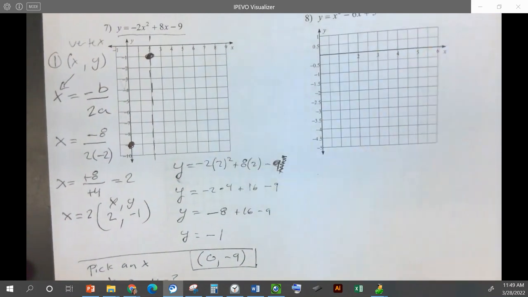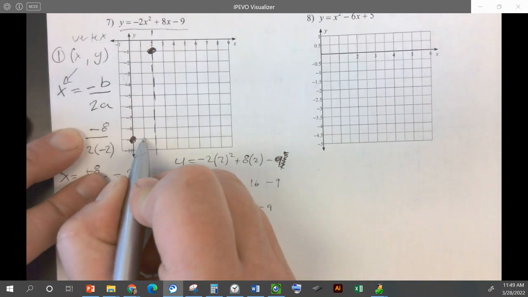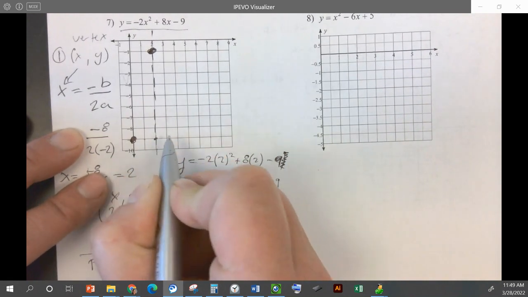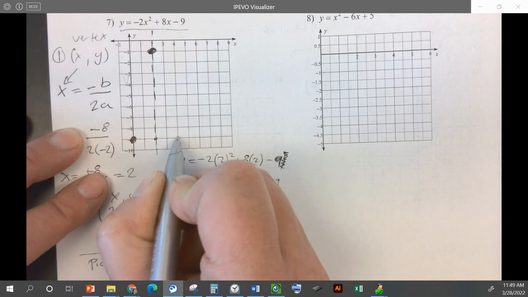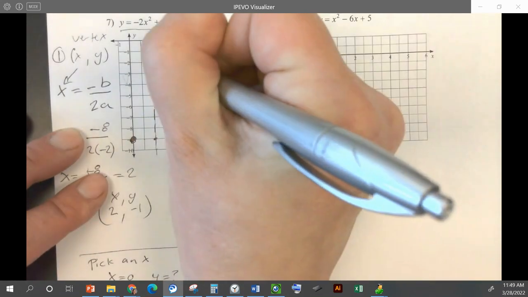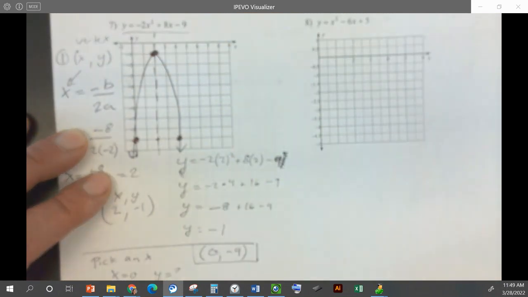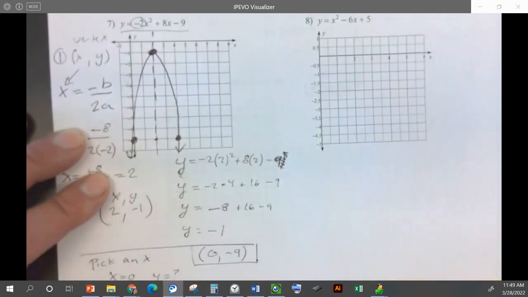Okay, and then we need to plot one more point. How are we going to do that? Good. Flip it across the axis of symmetry. So this one is 2 away from the axis of symmetry. So we just go across on our line, 1, 2. Okay, and then we just draw our parabola. Does it make sense that it's pointing down? Yes. Yep. Good. This is a negative number, so that makes sense.